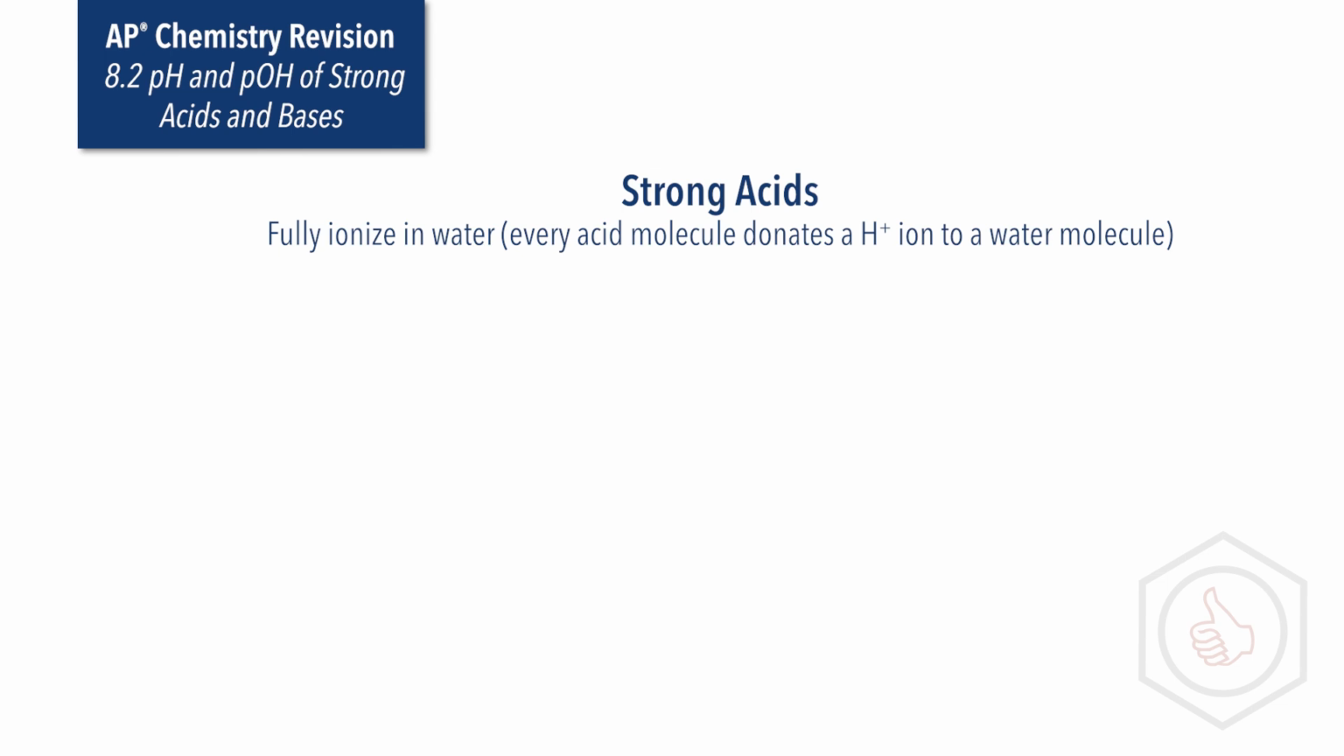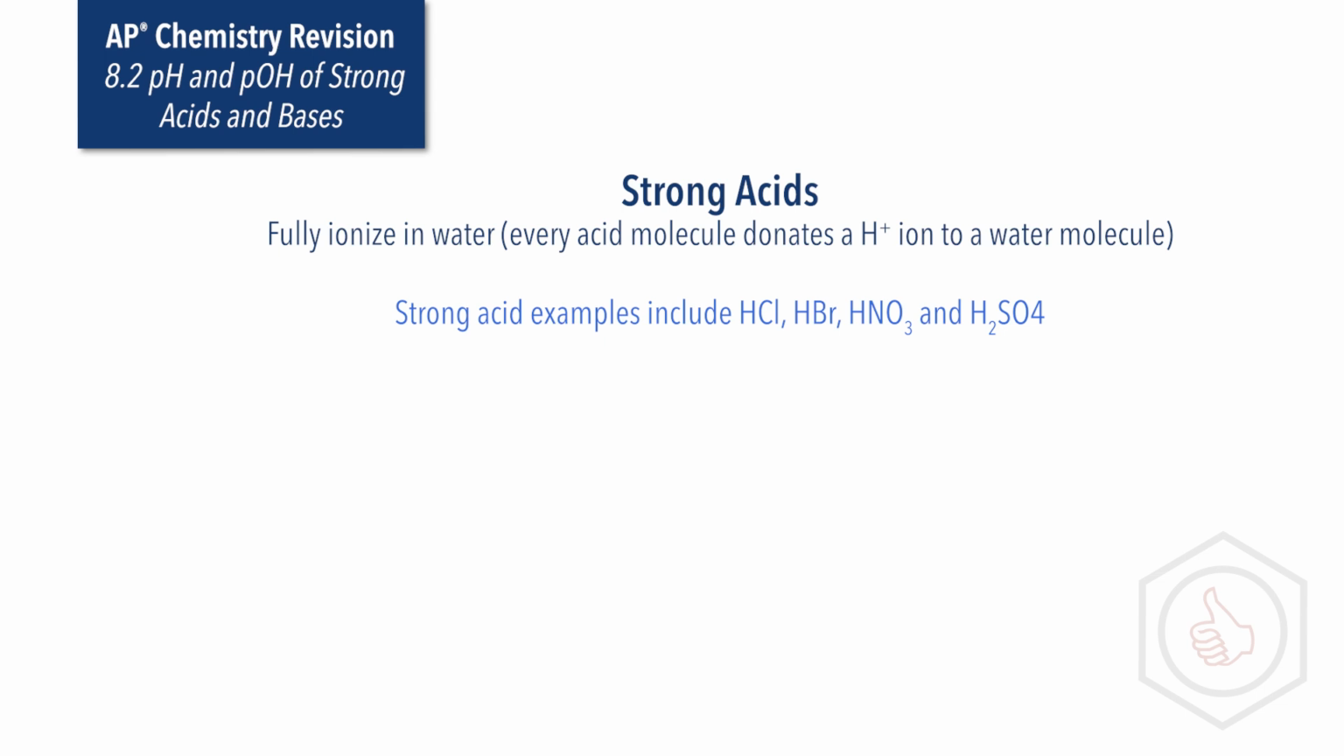Examples of strong acids include hydrochloric acid, hydrobromic acid, nitric acid, and sulfuric acid. Because the ionization is complete, the concentration of hydronium ions in the solution is equal to the initial concentration of acid that dissolved. This makes it easy and straightforward to calculate the pH of strong acid solutions.